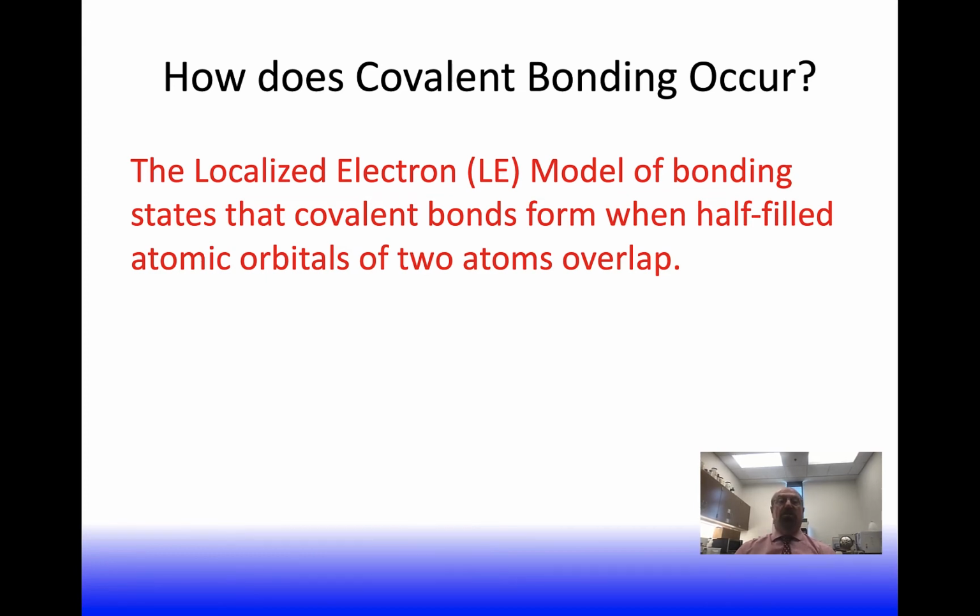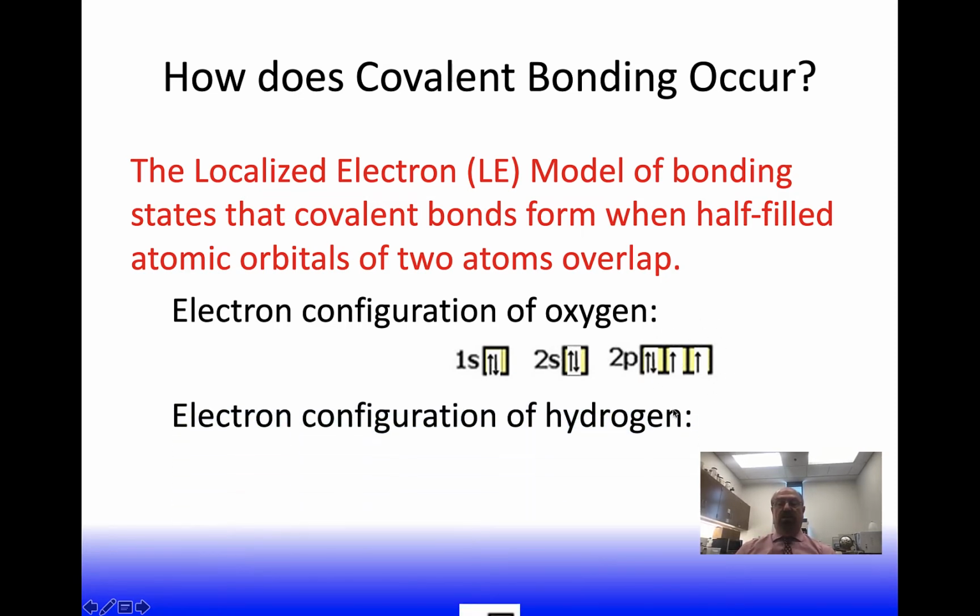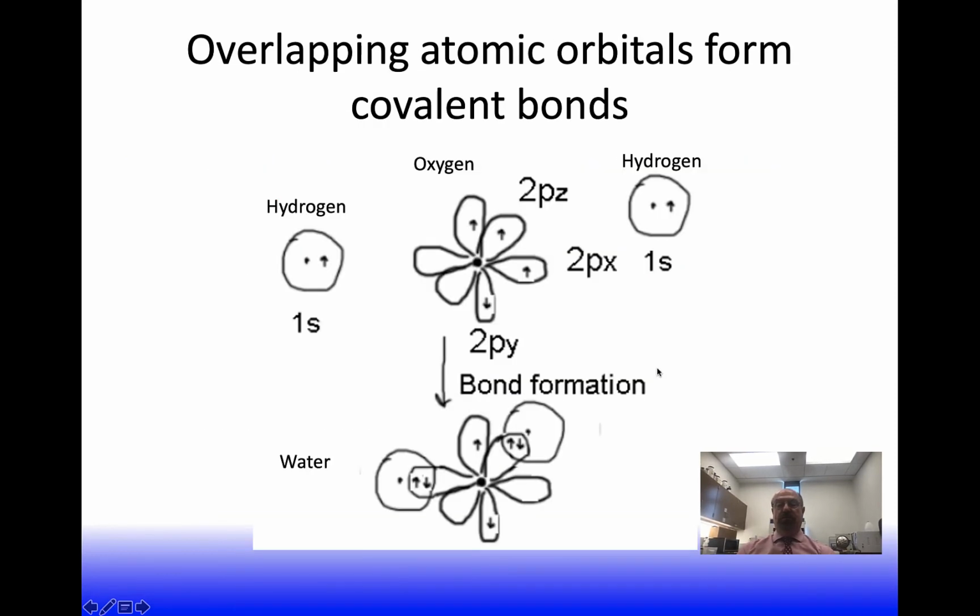Now, this is what our model of bonding is. It's called the localized electron model of bonding, and that states that covalent bonds form when half-filled atomic orbitals of 2 atoms overlap. So again, our electron configuration of oxygen has those 2 holes, and our electron configuration of hydrogen has 1. If you're going to put oxygen together with hydrogen, well, if it's got 2 holes, it needs 2 electrons, 1 for each. Each can get 1 from a hydrogen, so you're going to need 2 hydrogens for every 1 oxygen.